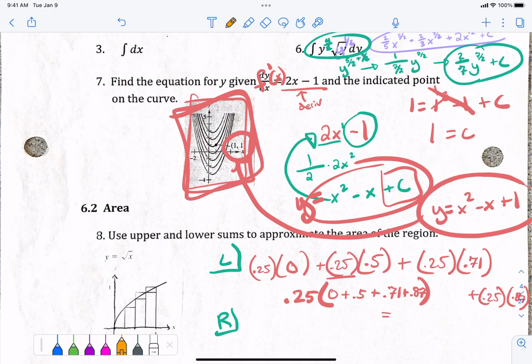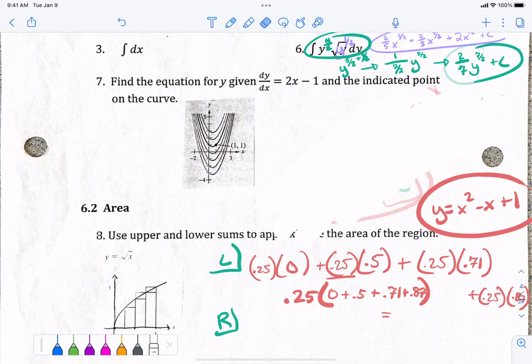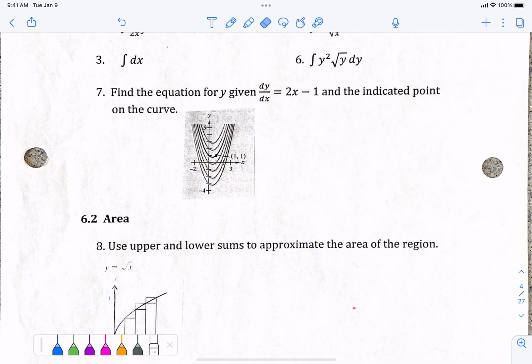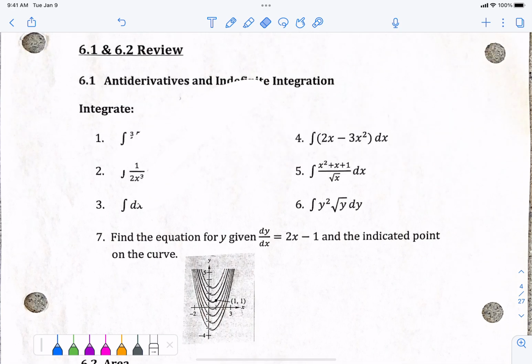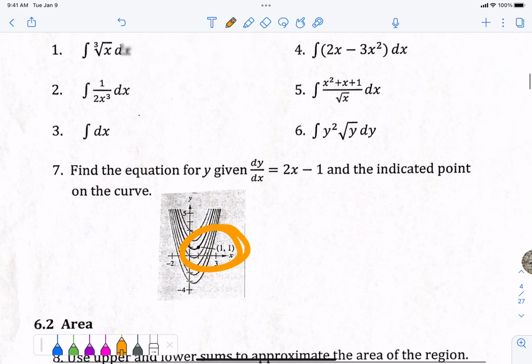What is the dy dx? That's another way of saying the derivative of something. So you find the antiderivative, you plug in the x coordinate, set that equal to the y coordinate, and solve. The point they're giving me is 1, 1. So you just plug in 1 for x and 1 for y to find c.